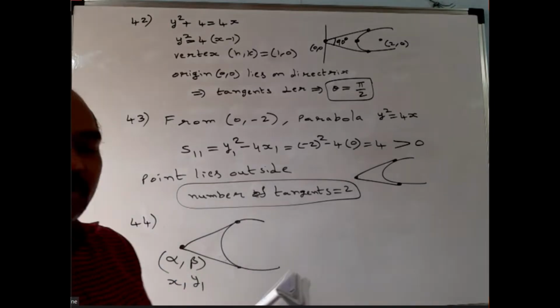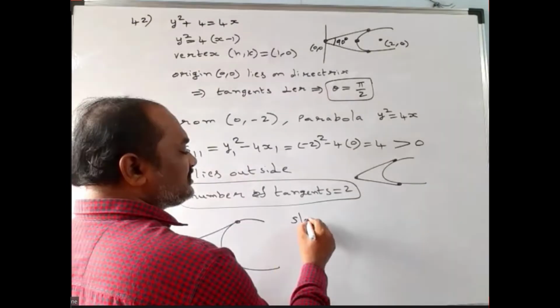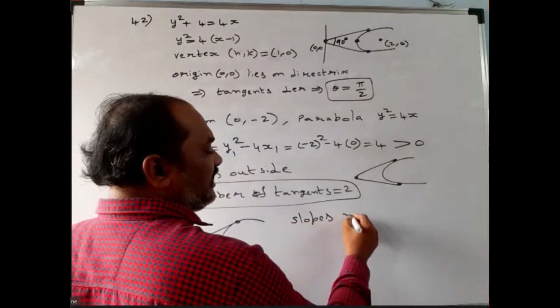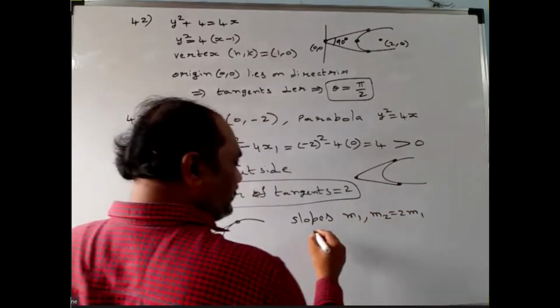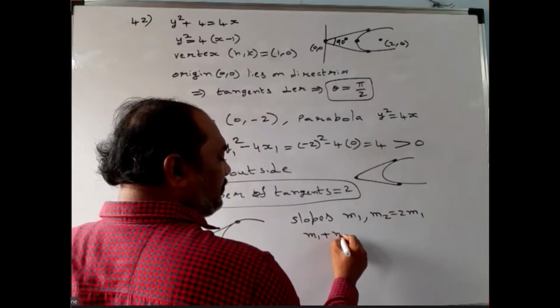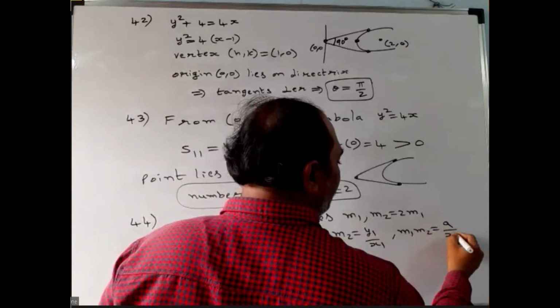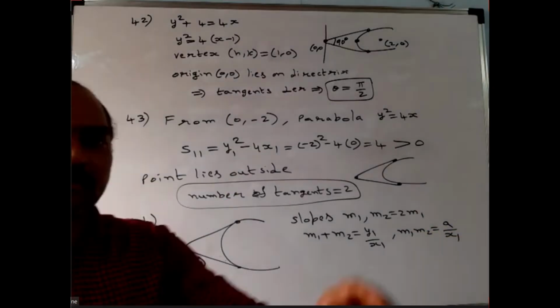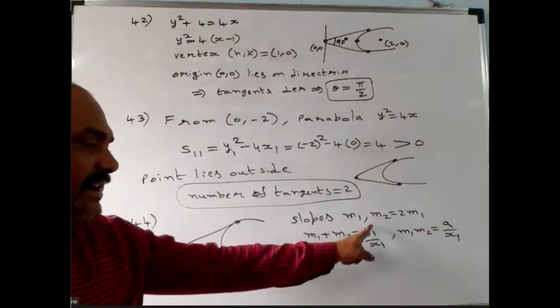Students, one slope is double the other. Slopes m1 and m2, where m2 is equal to 2m1. There is a formula: m1 plus m2 is equal to y1 by x1, the sum of the slopes, and m1 into m2 is equal to a by x1.